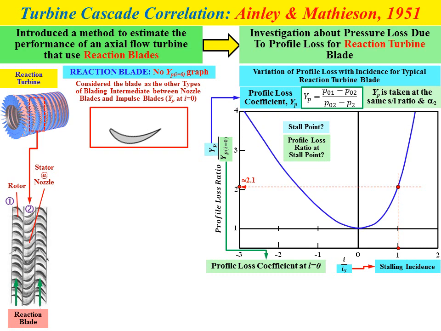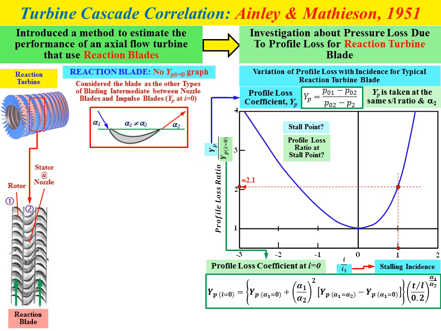The figure shows the condition of the flow for the reaction blade, where the green line represents the chord line. We have the inlet flow condition with alpha 1 angle, where alpha 1 is not equal to 0, and the condition at the outlet, where the alpha 2 outlet flow angle is also not equal to 0. For the reaction blade, alpha 1 is not equal to alpha 2. Because we don't have a specific graph for the reaction blade to determine YP at I equal to 0, we need to use a specific equation.